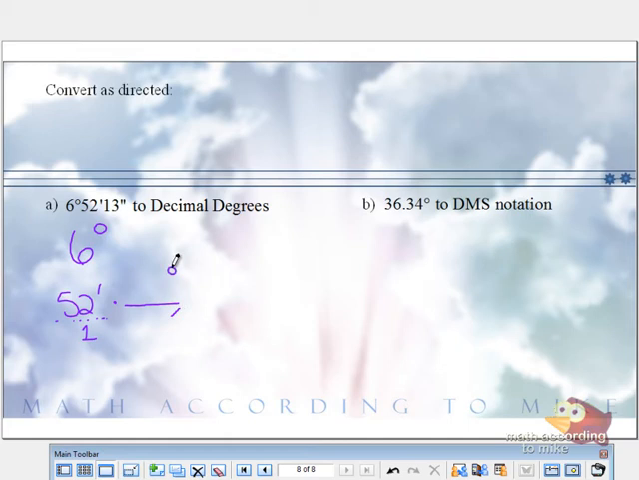So what's the unit fraction that relates degrees and minutes? Yeah, 1 degree is 60 minutes. So what's going to happen is these two minute symbols are going to cancel. And now you're in terms of degrees. 52/60 degrees. And lastly, we'll have 13 seconds.